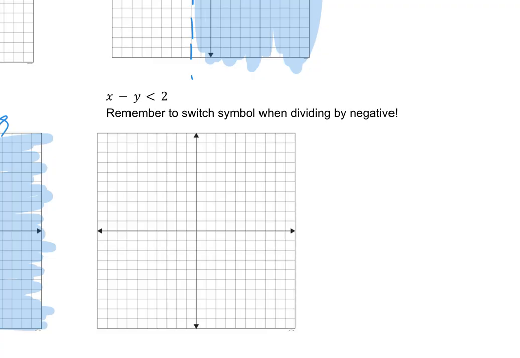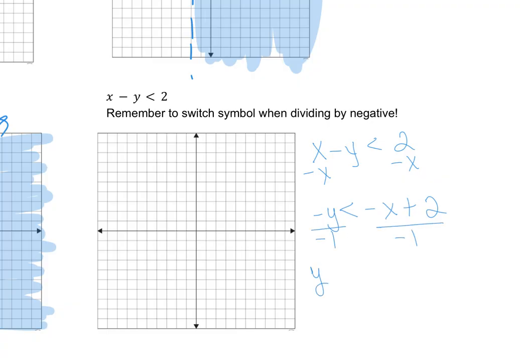So I have my inequality: x minus y is less than 2. In order to graph it, we need to get y by itself. And we don't want to add y to both sides because with an inequality, it's easier to graph when the y is on the left. So that also allows us to remember another rule about inequalities. I'm going to subtract x from both sides, and I have negative y is less than negative x plus 2. Well, I don't want negative y, I want positive y. So I'm going to divide everything by negative 1.